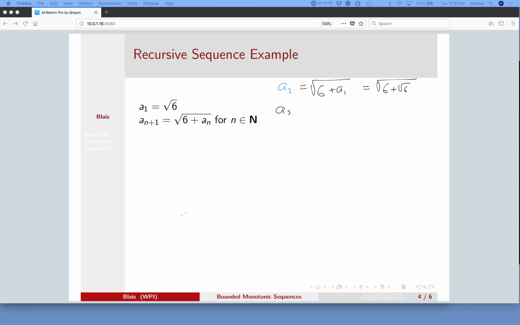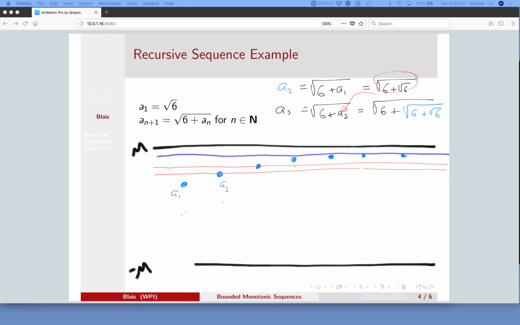A3 is root 6 plus A2, and we saw here we can substitute this value of A2 in here. So this is root 6 plus, and that value of A2 was root 6 plus root 6. And you can keep going with this. So the question is, does this converge? And we can, in fact, argue that it does by exploiting this bounded monotonic sequence theorem.